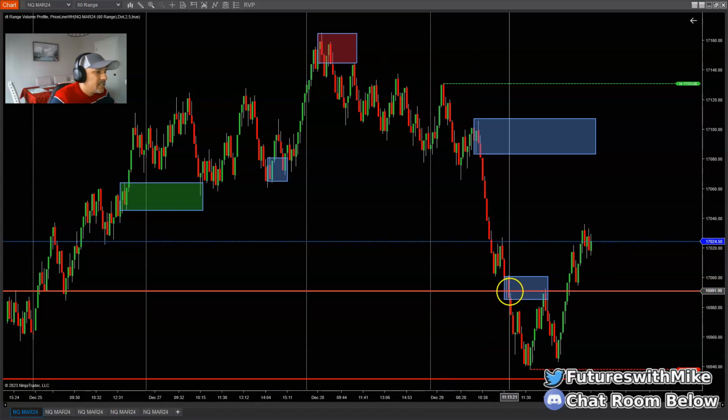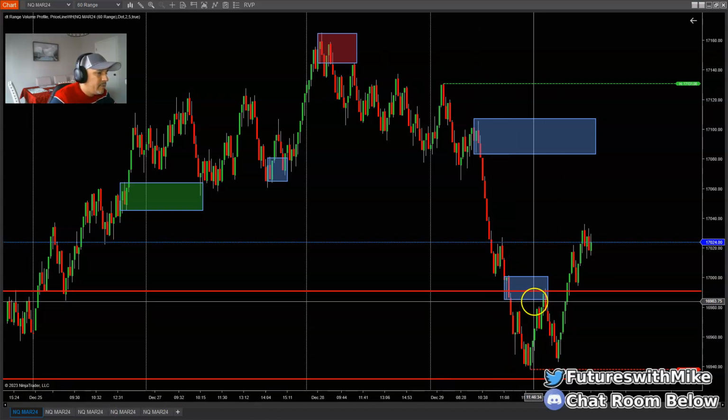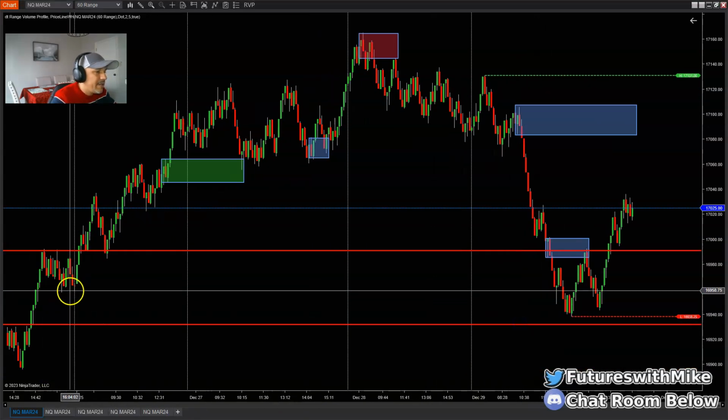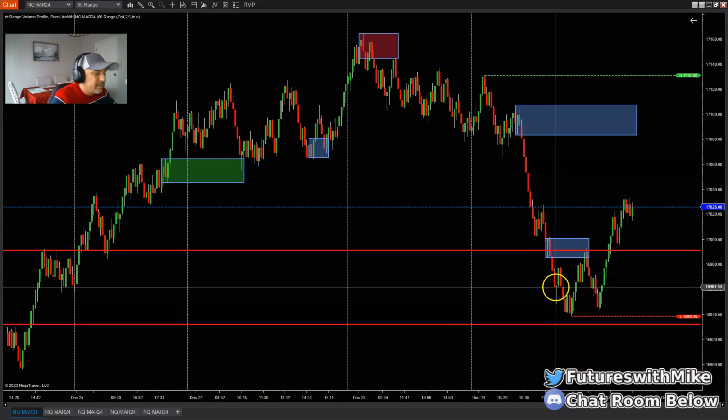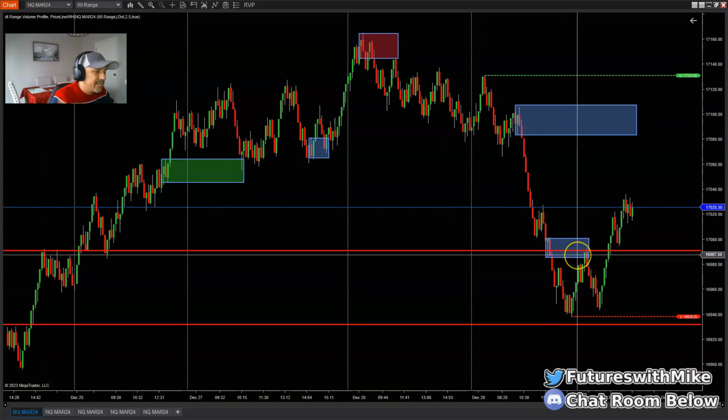Okay, supply to demand type setup, but we were tracing to an area of supply because we got a break of structure below this area here, leaving this aggressive area of selling right here. So you get to the supply area, look for the rejection on your lower time frame, take it.